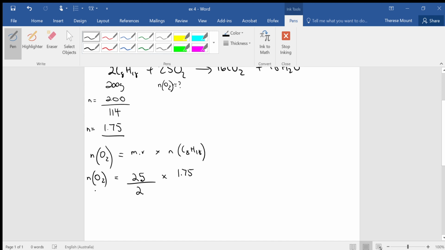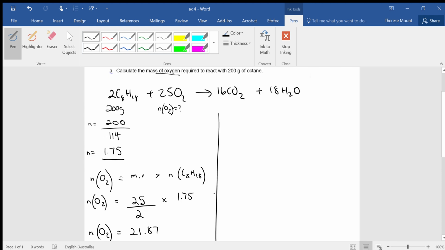So when I complete that calculation, the moles of oxygen that I get is 21.87. Okay, but that's not the end of the question because I want to know the grams. So the mass of oxygen is equal to the mole value that I have of the oxygen times the molar mass of oxygen. So I have 21.87 moles of oxygen and the molar mass of oxygen is 32.